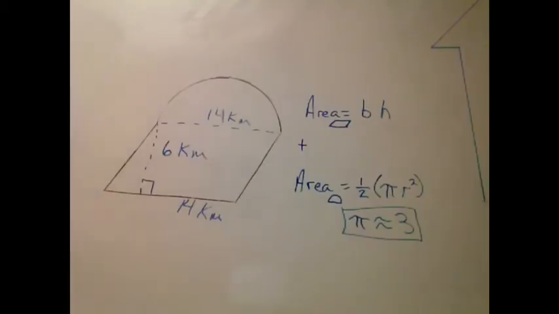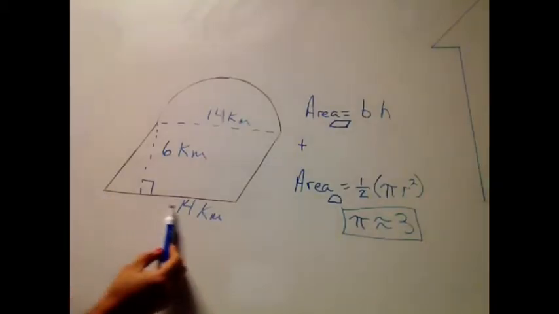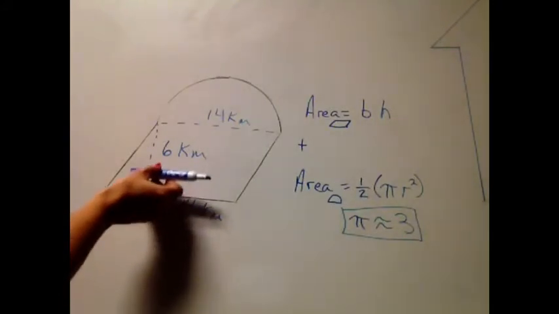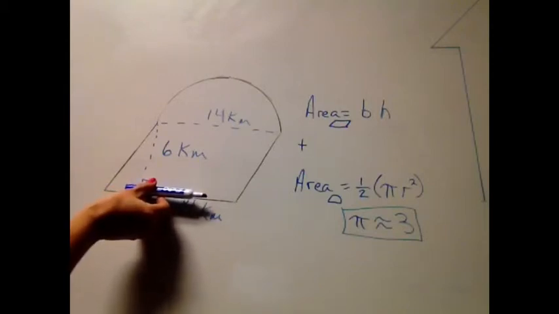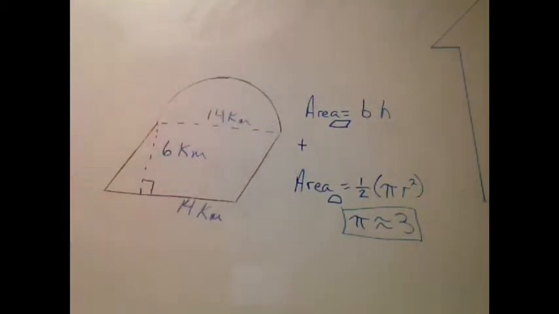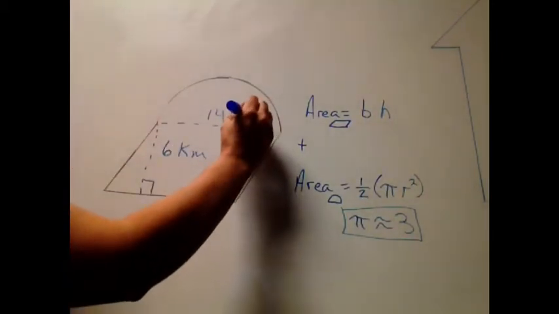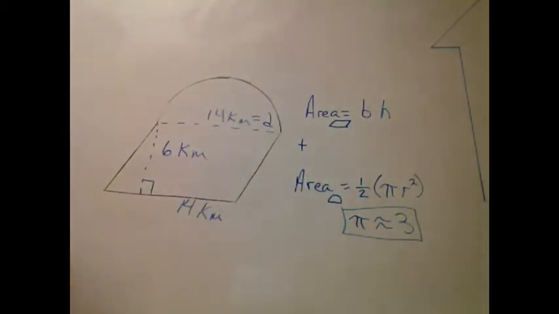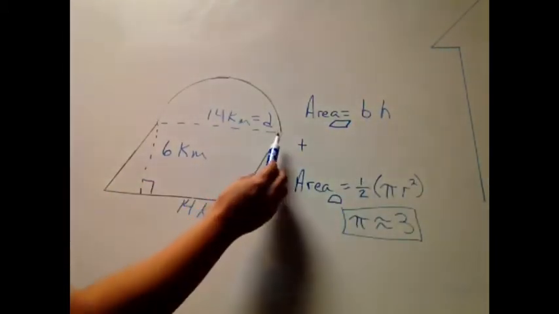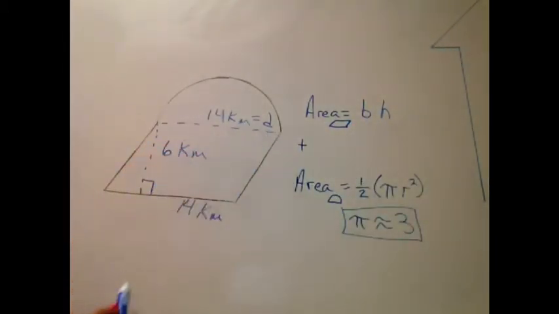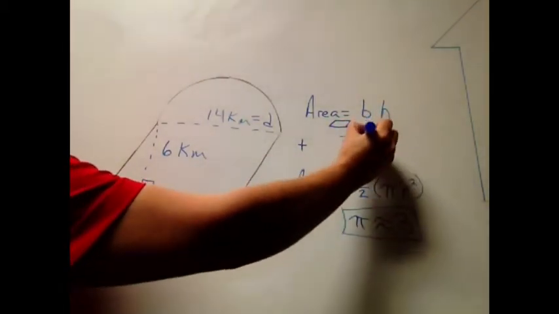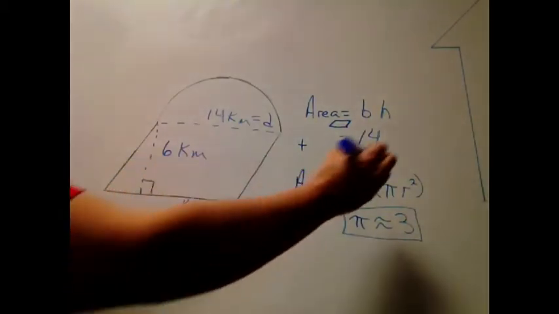Okay, I added some numbers here. I decided that this is going to be 14 kilometers, and of course, if this is a parallelogram, that means that this is 14 kilometers, and up here it's also 14 kilometers. So this diameter is going to be 14. Remember, that's a diameter. All right, this is going to be 6. Remember, it's base times height for our parallelogram right here. So we're going to put down base is equal to 14. Our height is going to be 6.